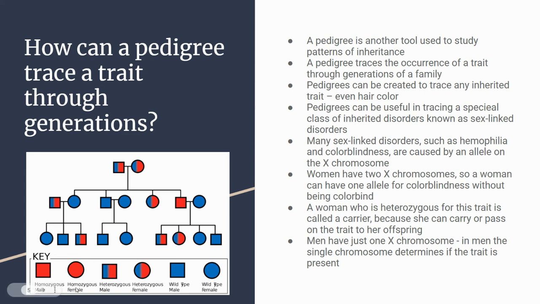So let's look at this pedigree and let's completely ignore this wild type down here. Let's say that this red is non-colorblind and blue, actually, let's go the other way. Let's go with blue being non-colorblind and red being colorblind. Okay.